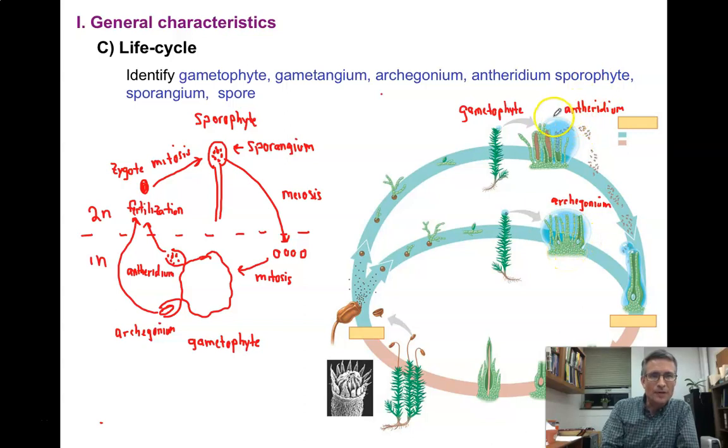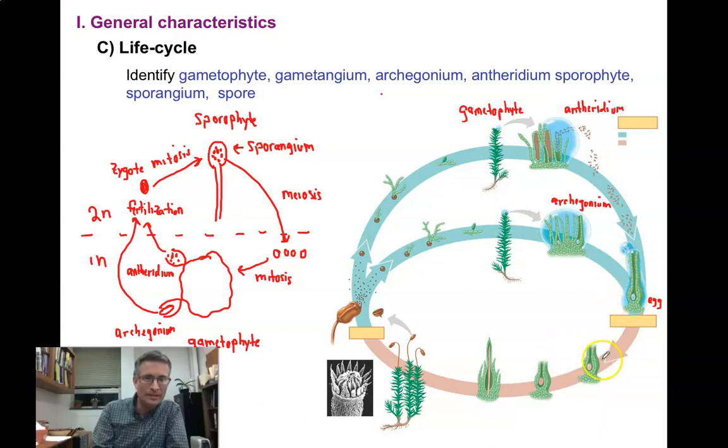Now, if a drop of water happens to land fortuitously on the antheridium, it can open and release the sperm cells into this drop of water, which then hopefully falls over here onto the top of our archegonium, which has a very long neck. And at the base of the archegonium over here is our egg cell. Now, if a sperm cell can swim down the long neck and fertilize the egg cell, we get a zygote.